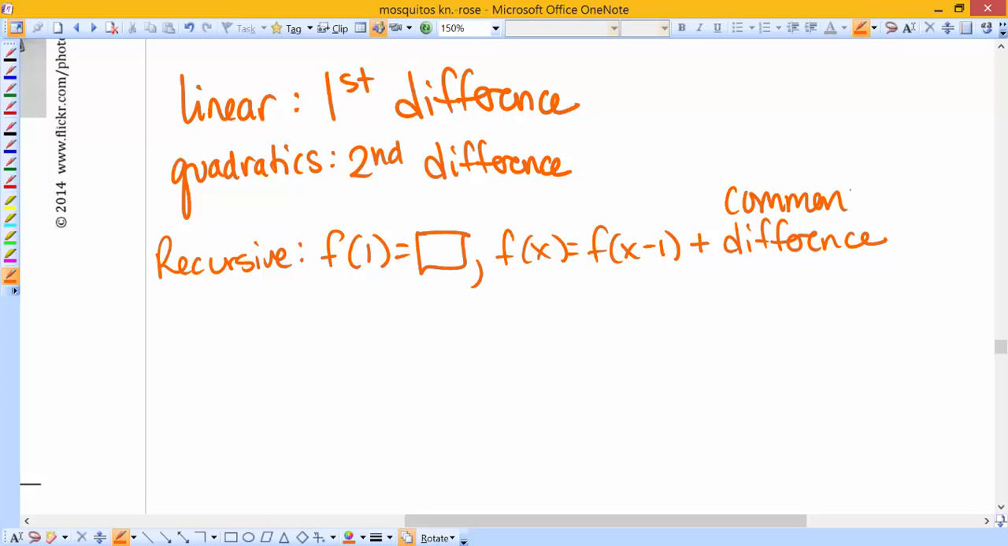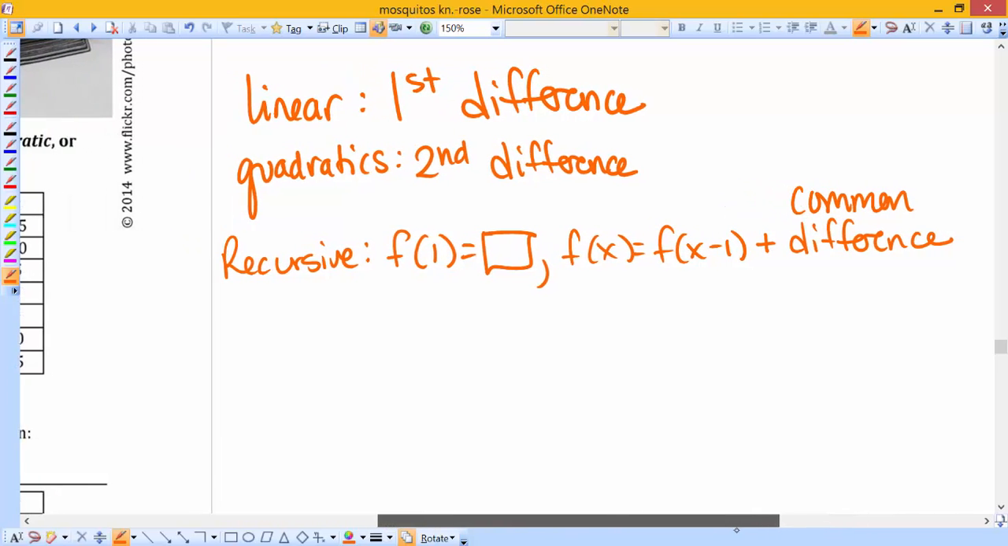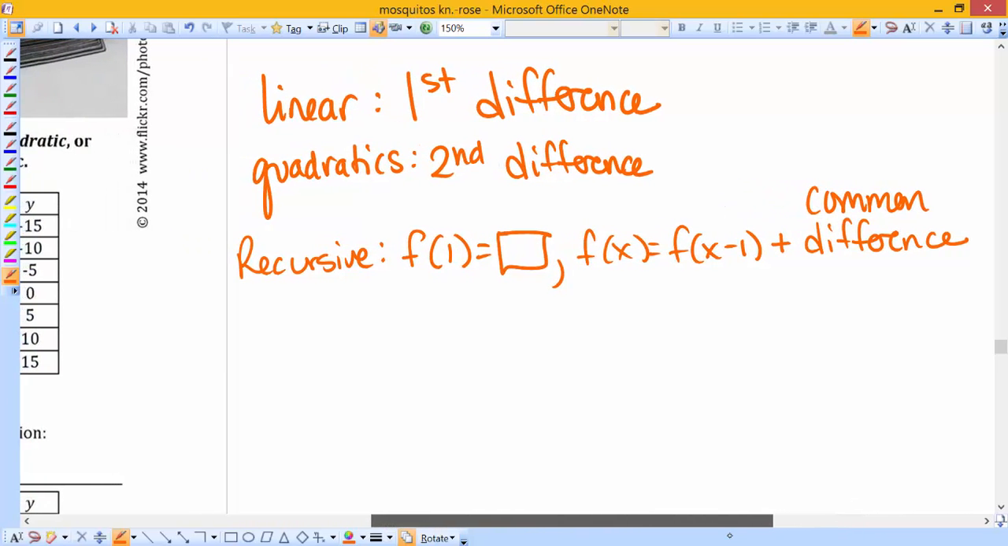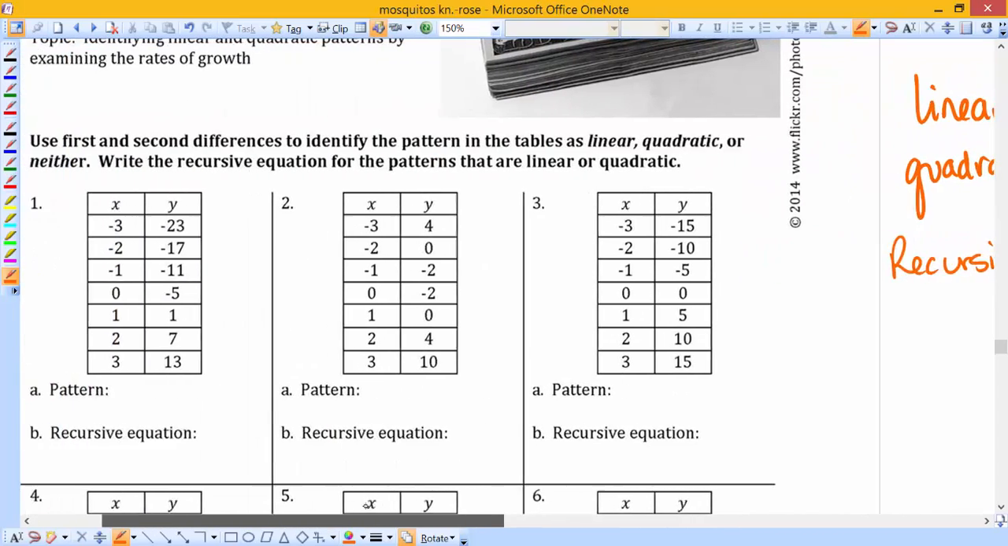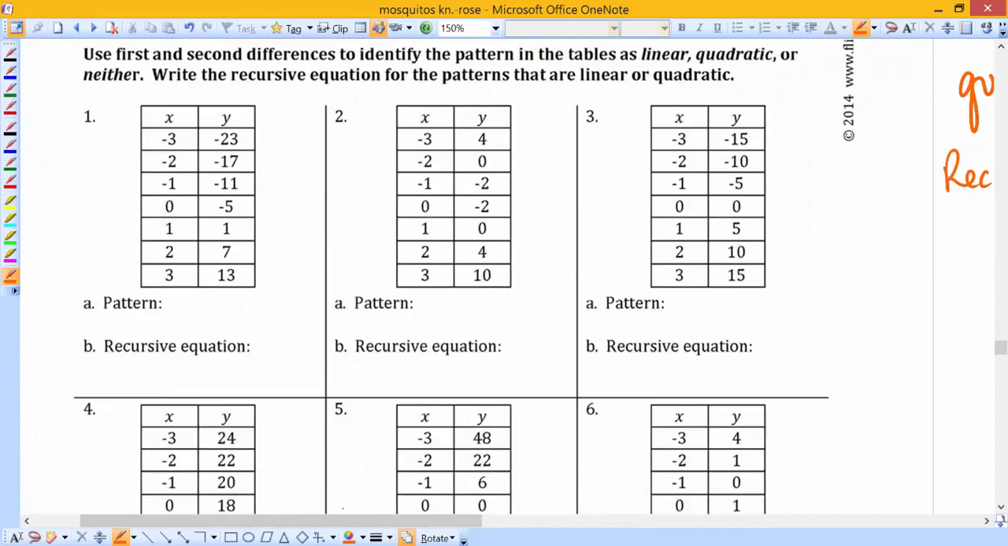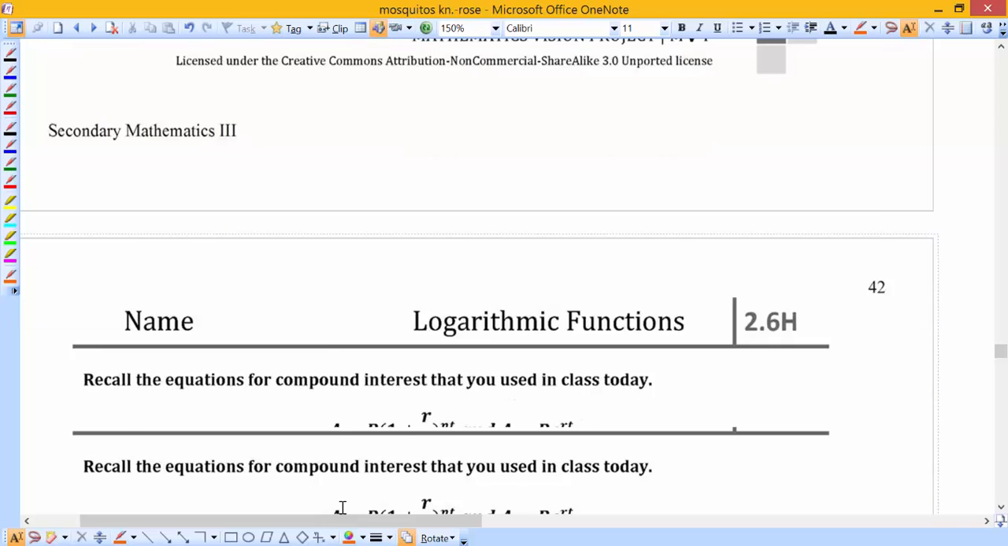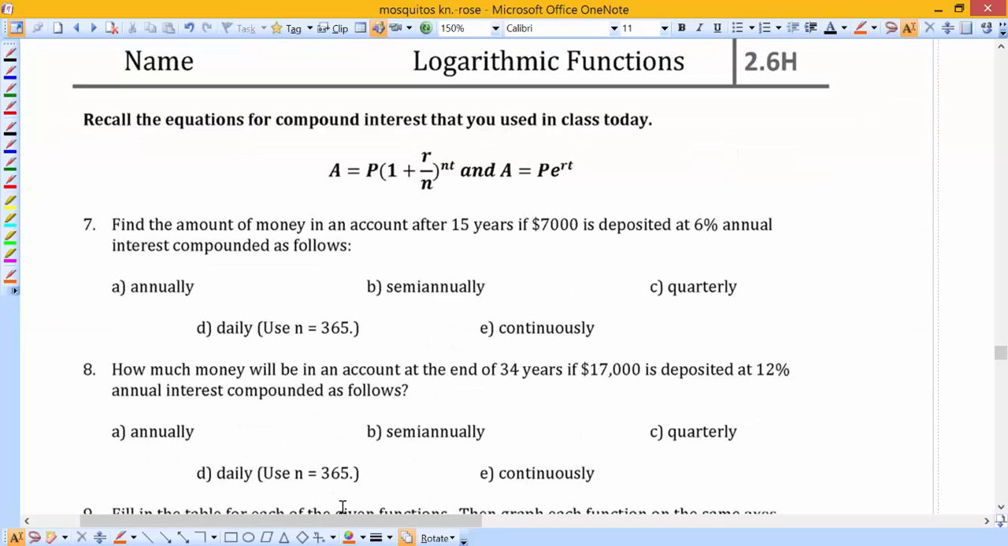So I do want to see you writing the recursive for the linears. You don't need to write them for the quadratics unless you remember how to do it. It's a lot more tricky than the linear. The linear is pretty easy and straightforward, but the quadratics not so easy. So that's your ready. Now you're set. I am not going to do an example of these. You just need to know for those ones. Actually, let me just do this.